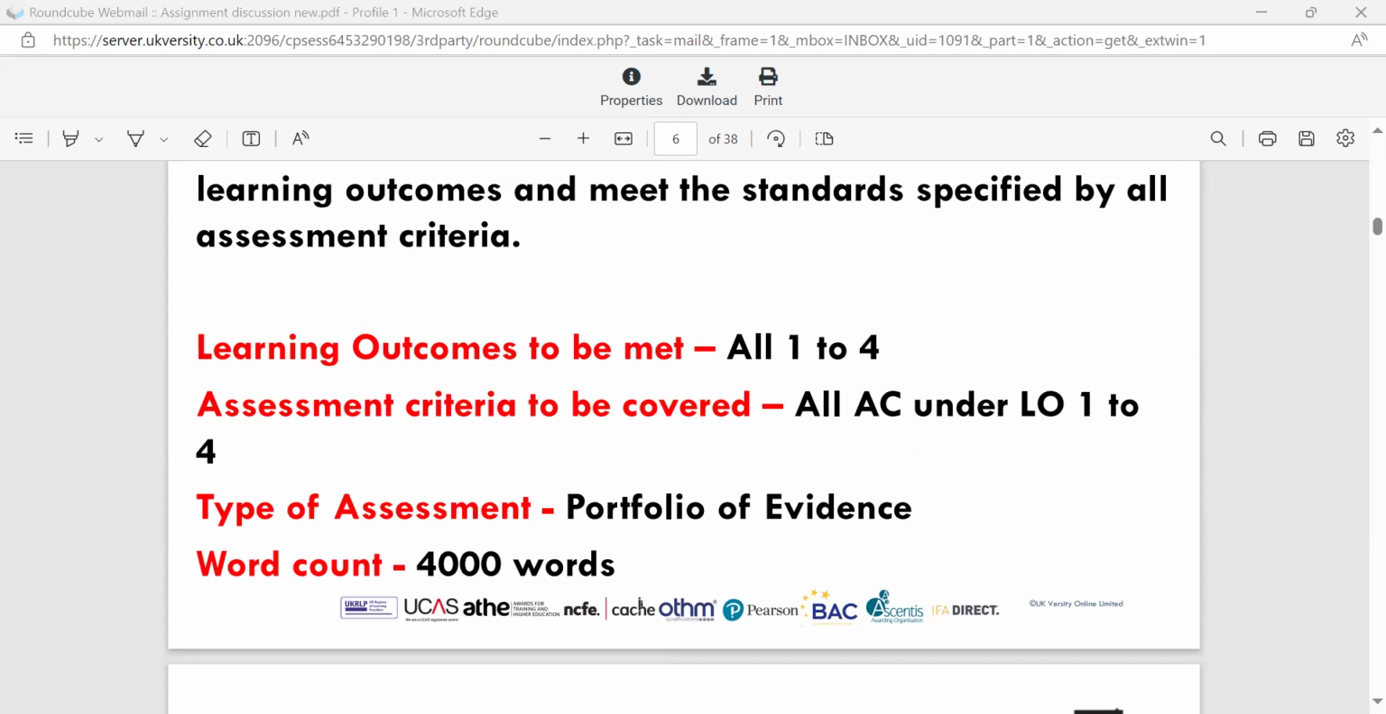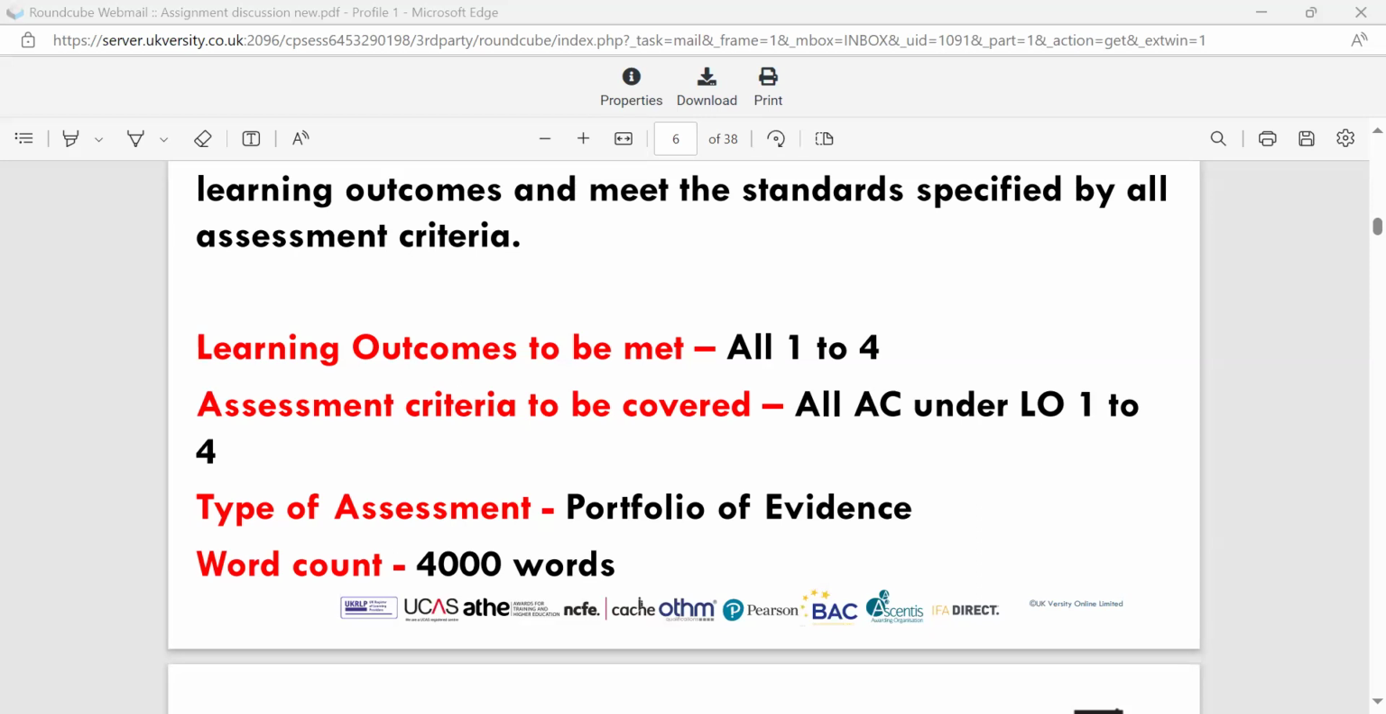The type of assessment that you've got to produce is a portfolio of evidence for this assignment, and the word count is 4,000 words. You need to make sure that you are adhering to the word count and you are looking at the requirements of the word count on the assignment brief. That is again available on Moodle for you.